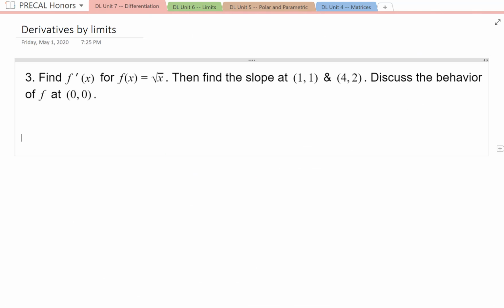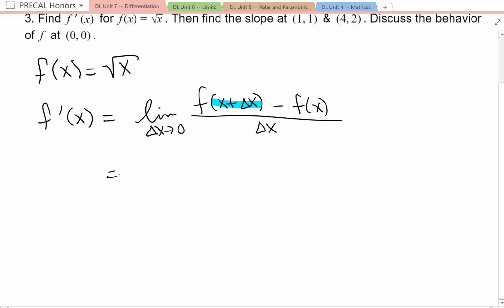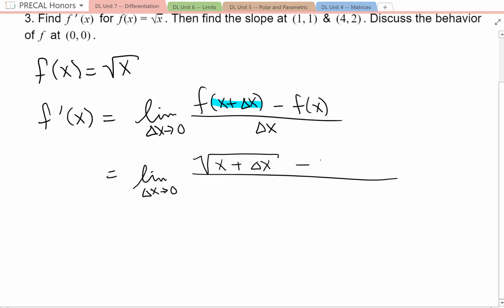Find f prime of x for f of x equals square root x, then find the slope at 1, 1, and for 2, discuss the behavior of f at 0, 0. Let's plug it into the definition for derivative. F of x plus delta x, so anytime there's an input, as in x, we will replace it with the quantity x plus delta x. So the limit as delta x approaches 0 is f of x plus delta x, so instead of square root x, it will be square root x plus delta x, minus the original function, which was square root x, over delta x.